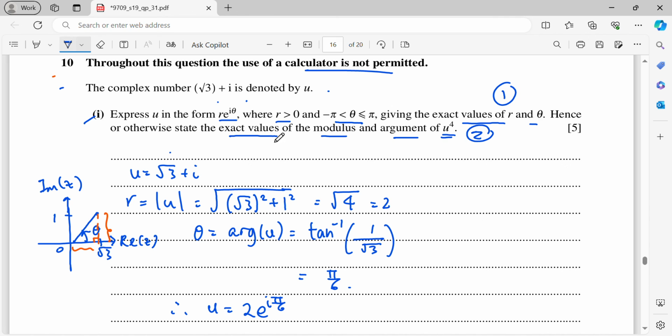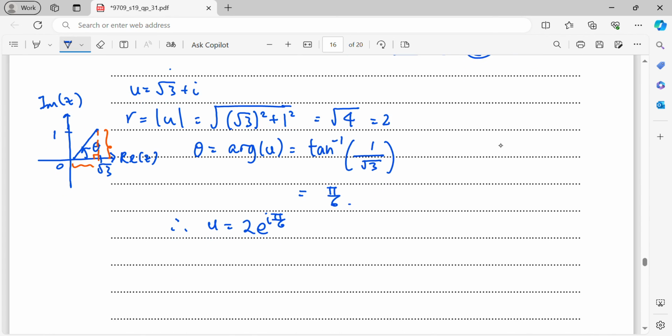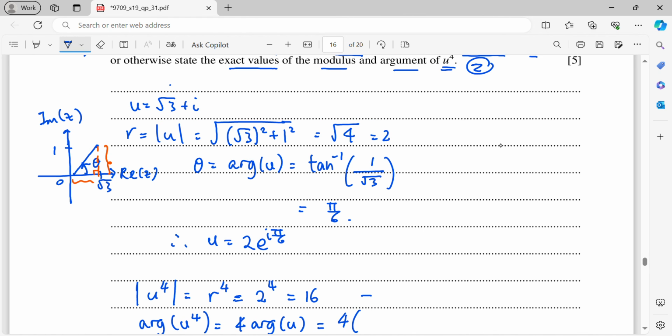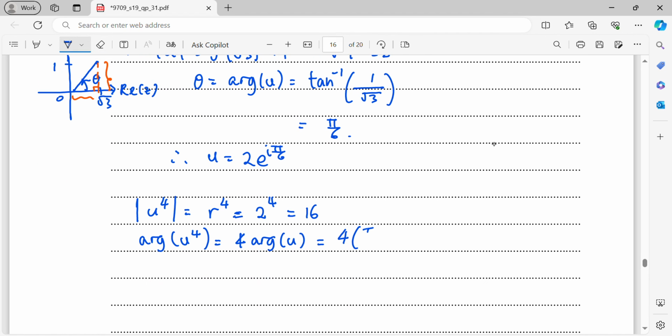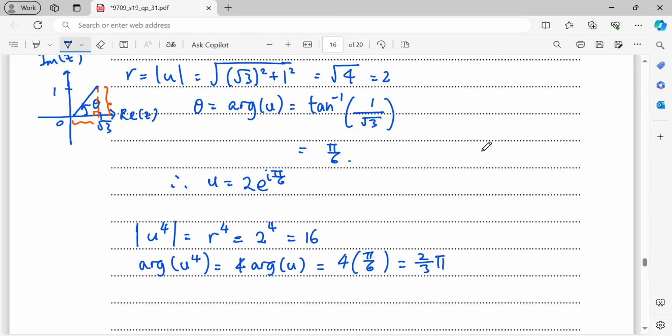Hence, state the exact values of the modulus and argument for u to the power 4. Okay, for u^4, the modulus of u^4 is basically r^4 because you multiply itself. Therefore, it's 2 to the power 4 and you are getting 16. Then the argument of u^4 is basically you are adding the argument 4 times. That is 4 times the argument of u. Then I will get 4 times pi over 6, and this is 2 over 3 pi. So done for this part.